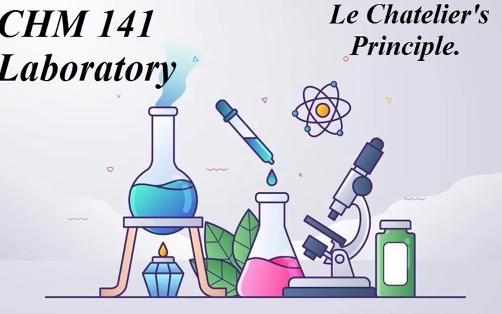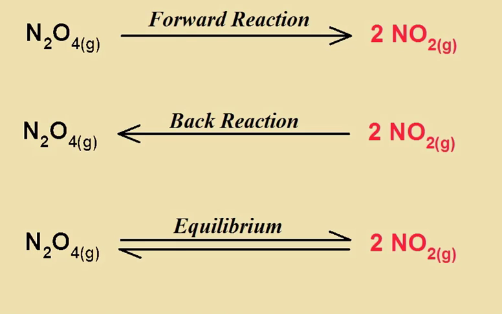Hello there. So let's look at equilibrium now and using Le Chatelier's principle to modify and manipulate a reversible reaction. So let's think about an example first. Of course, we normally read a chemical equation from left to right, what we'd refer to as the forward reaction. In this case, using up dinitrogen tetroxide and producing nitrogen dioxide.